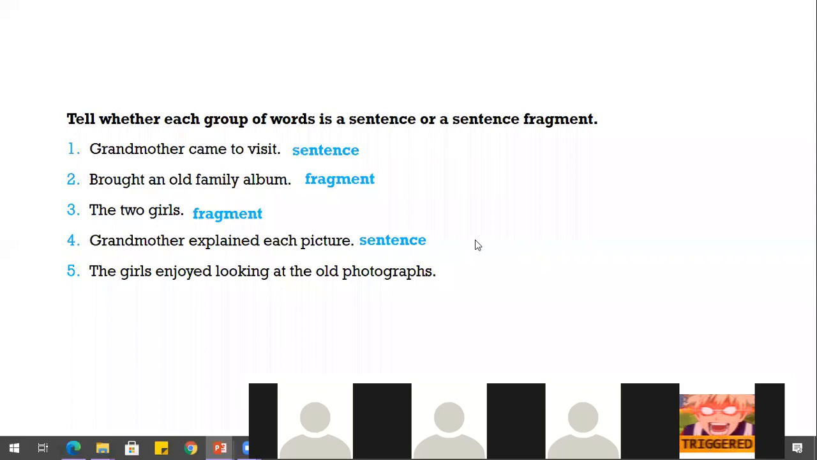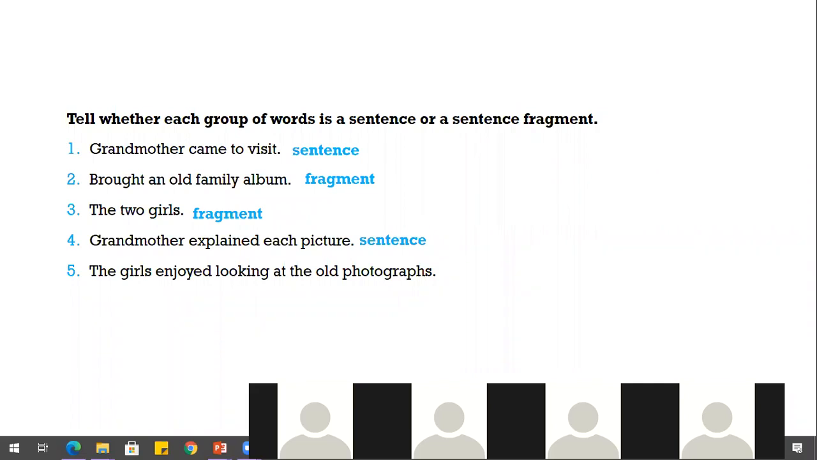Okay, number four. Kinsey Hossein. I unmuted you. Is it working? Hi, dear. Grandmother explained each picture. We're on number five. The girls enjoyed looking at the old photographs. Oh, no, sorry. We are on number four? Yeah, sorry, dear. Go ahead. I'm sorry.